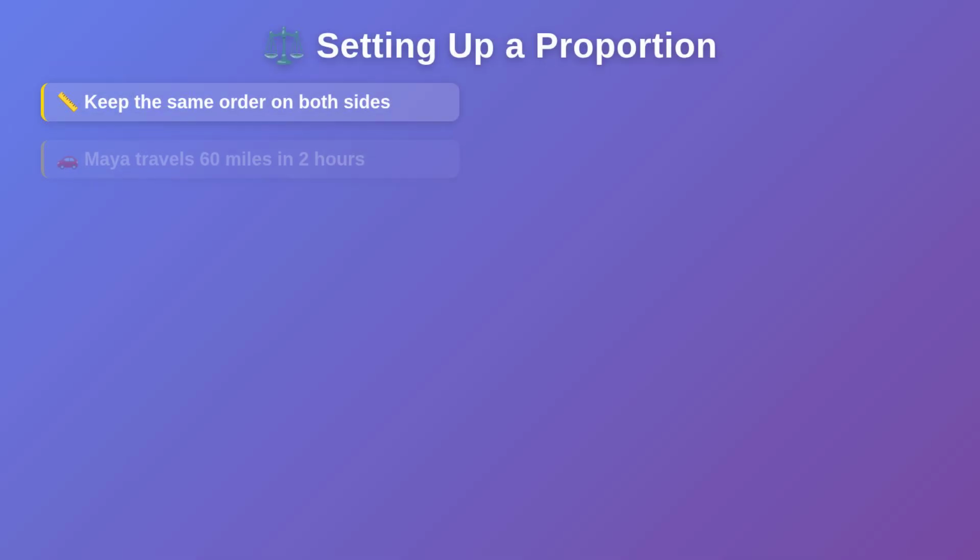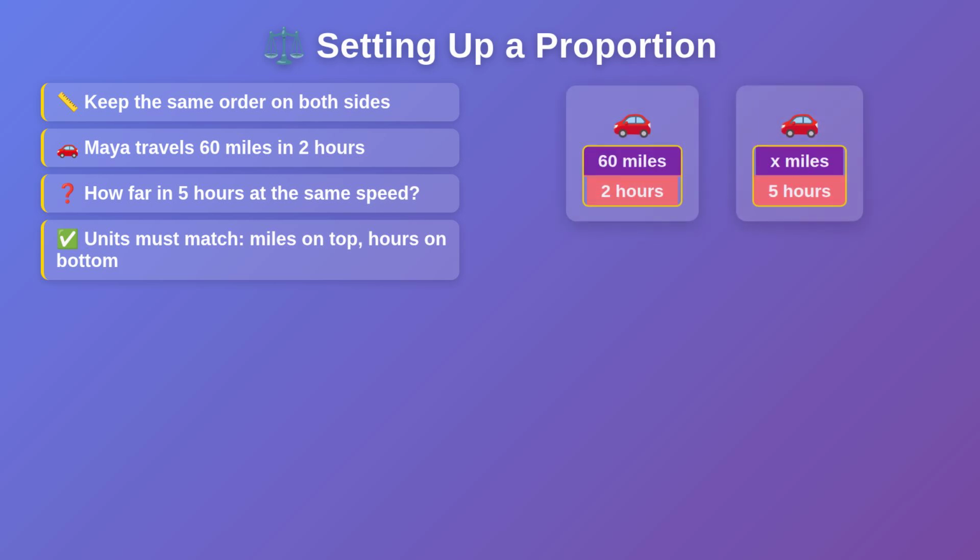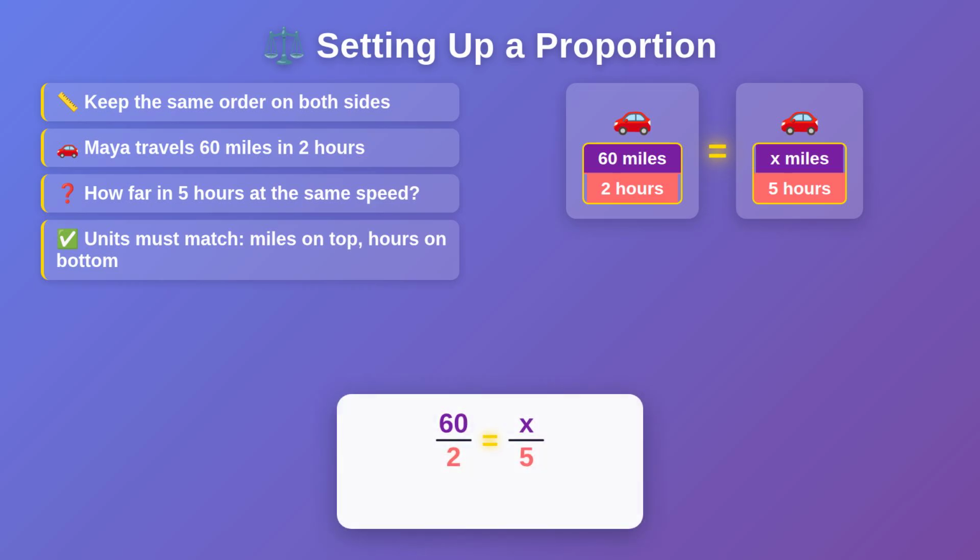Here's a key idea. When you set up a proportion, you have to keep things in the same order on both sides. Imagine Maya is driving with her mom. They travel 60 miles in 2 hours. How far would they go in 5 hours at the same speed? We set it up as miles over hours equals miles over hours. 60 over 2 equals x over 5. The units match on each side, miles on top, hours on bottom. Getting the setup right is half the battle.